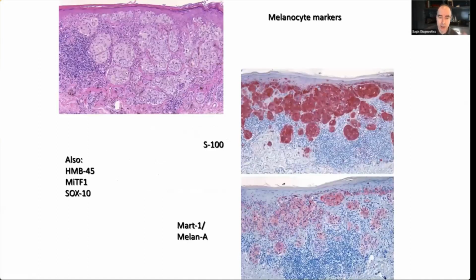Melanocyte markers: S100, MART1, HMB45, MITF, SOX10. Here's an example of S100, and this happens to be labeled with a red antigen detection. You can use brown too. And here's MART. There are the melanocytes of a melanoma showing up.